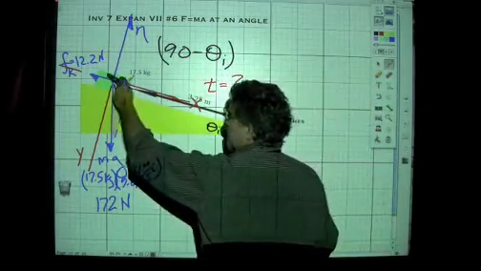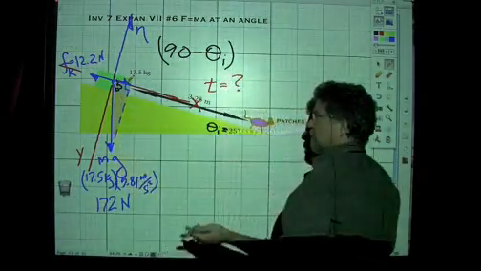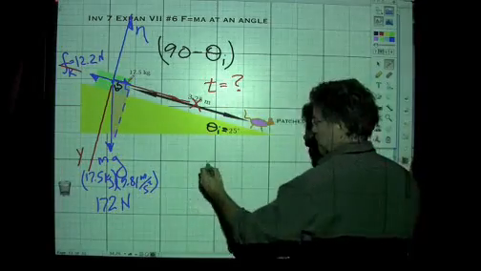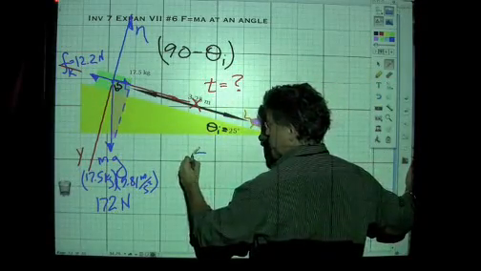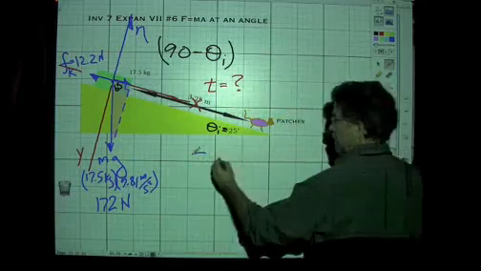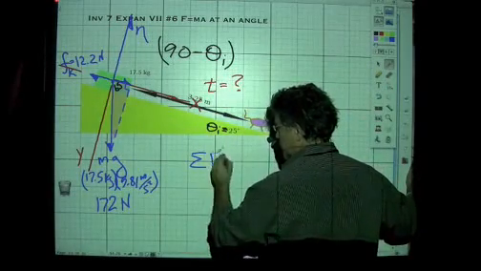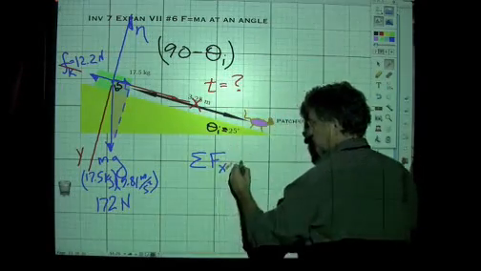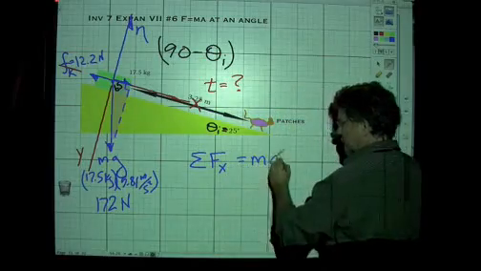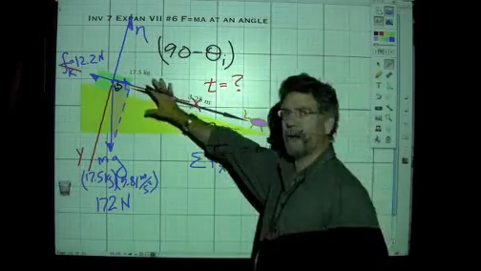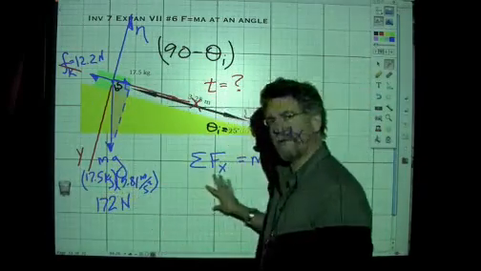All right, so 172 times cosine 65. So now let's go ahead and do our summation of forces, and it's in our tilted axis. Summation of forces, I'll leave it in blue, I guess. Summation of forces in the x direction, the tilted x direction, equals max. Remember, the first thing we do is a free body diagram. The next thing we do is we go to F equals ma.